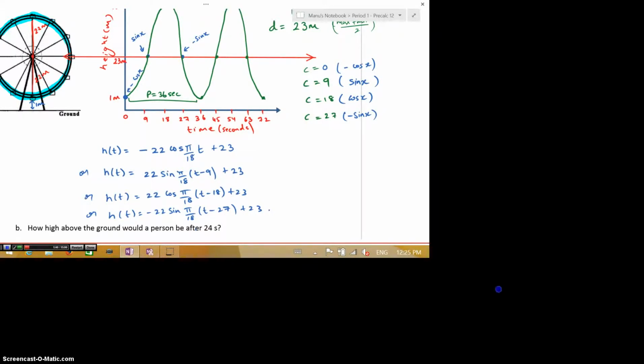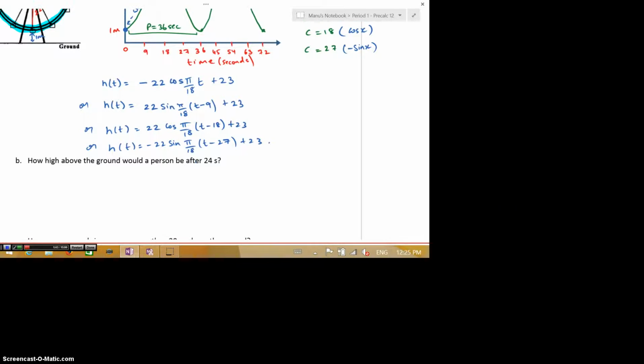Okay, now that we've got our equation, we can use any one of them to help us solve the next part of the problem. How high above the ground would a person be 24 seconds into the ride? So we're trying to solve for h(24). When time is 24 seconds, what's going to be the height? We can do it one of two ways. We can do it algebraically.